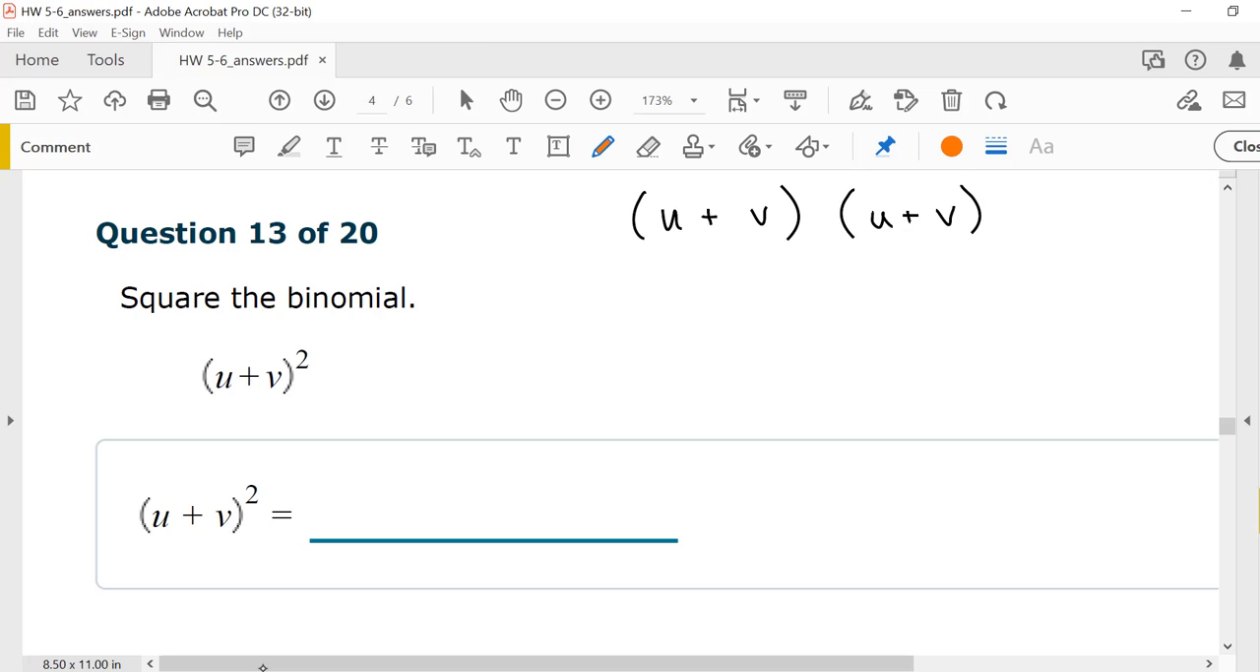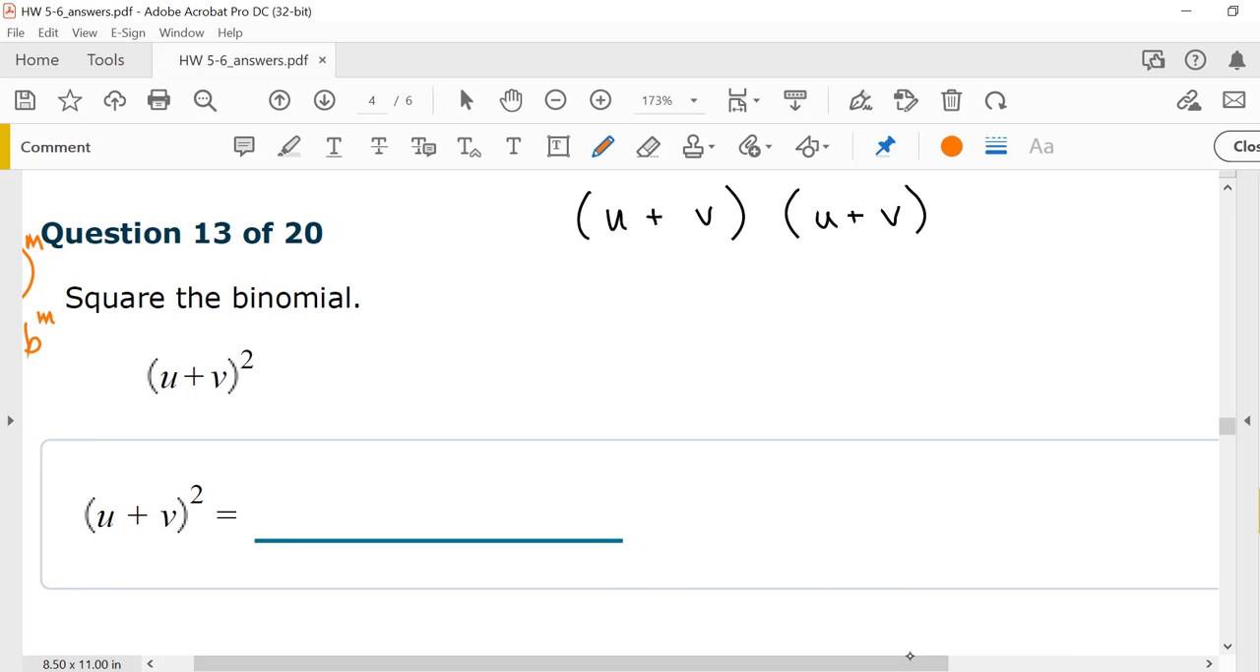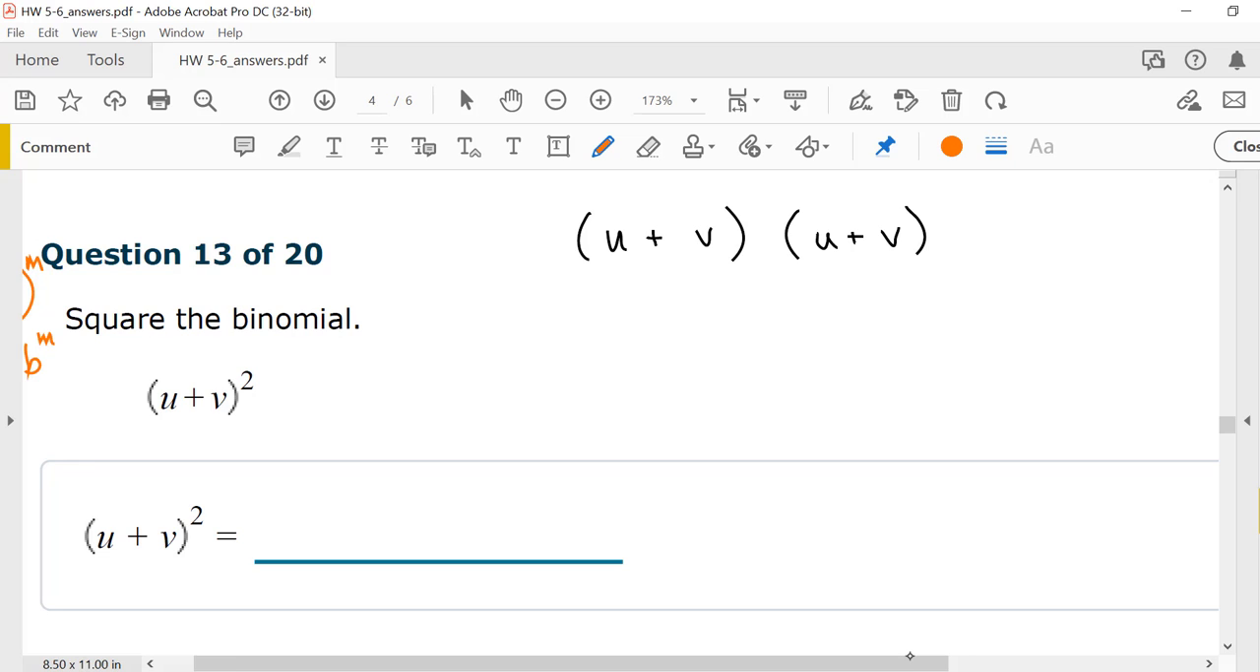If you have a times b to the m, you can say that that's a to the m times b to the m. That you can do. But you cannot distribute that square over a sum. All right, so I'm going to write it out as u plus v times u plus v, because then I can go FOIL.